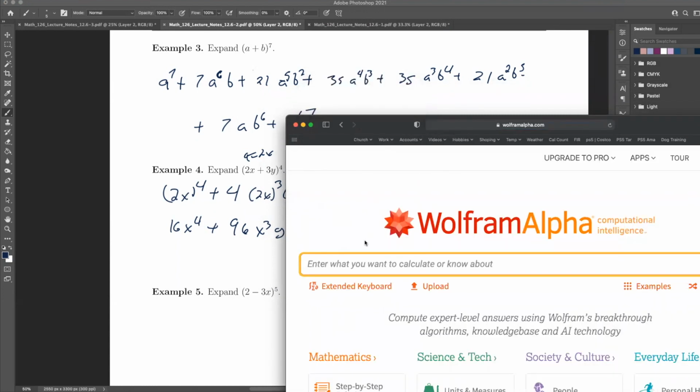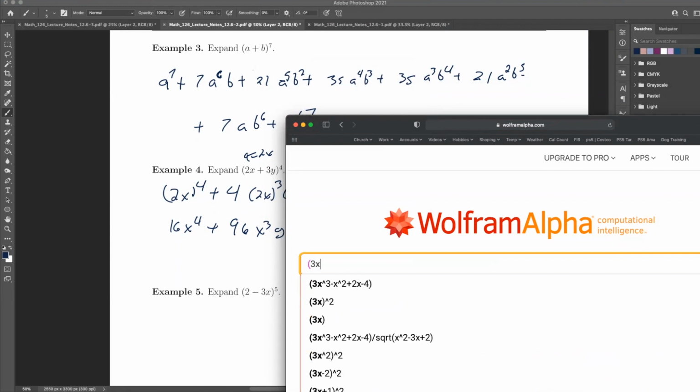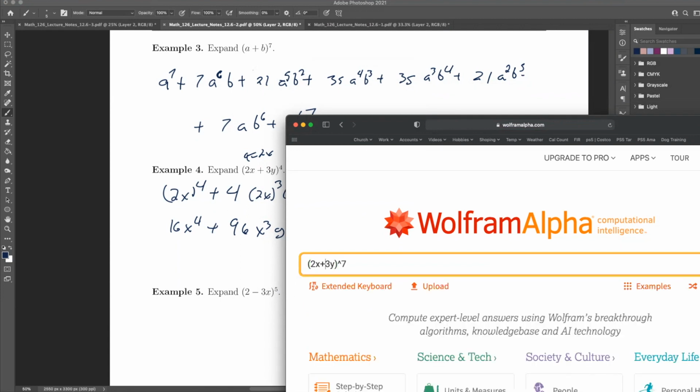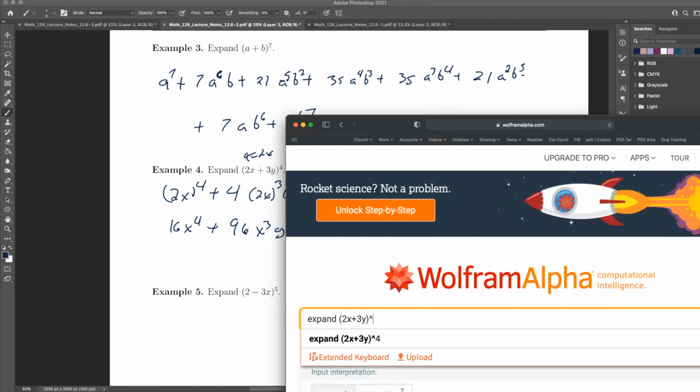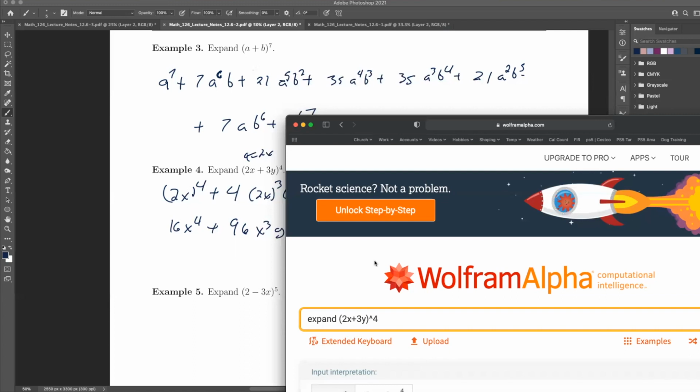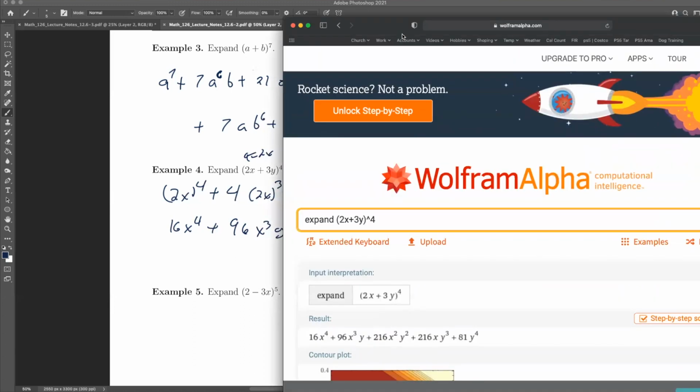Go ahead and leave page. And so here I'm just going to have (2x + 3y)^7. And then you're just going to hit the word expand. Oops, I'm not doing it that big. Here we go. Aha. Okay.